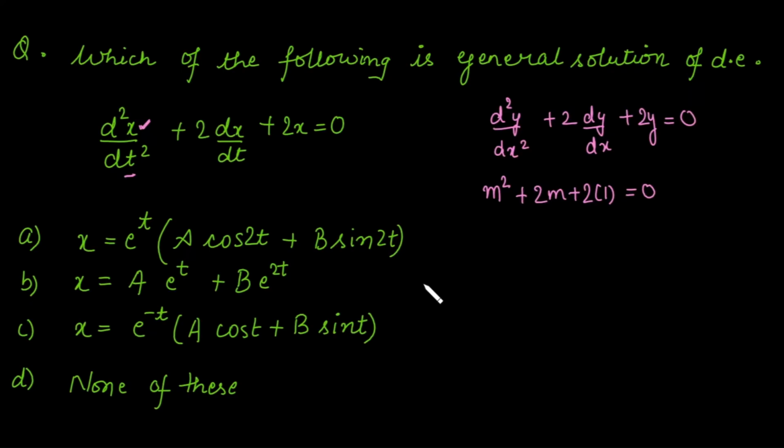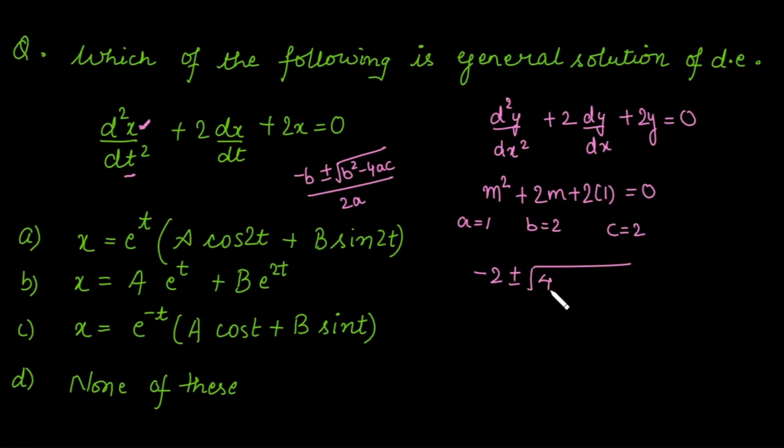So without wasting any time, let's directly apply the formula. According to the formula, we have minus b plus minus under root b square minus 4ac by 2a. In this case, the value of b is 2, the value of a is 1, the value of c is equal to 2. Substitute these values over here. We have minus 2 plus minus under root 2 square is 4 minus 4 into 1 into 2 divided by 2 into 1. So these are the two roots for this equation.